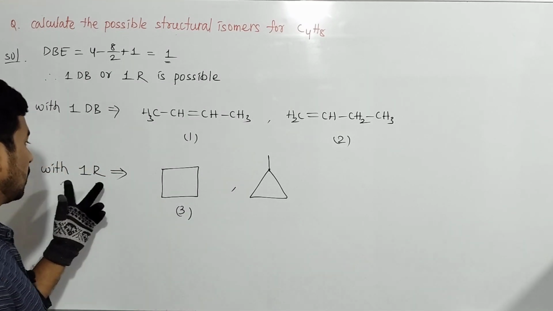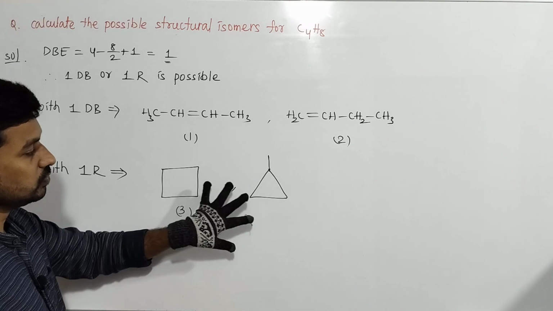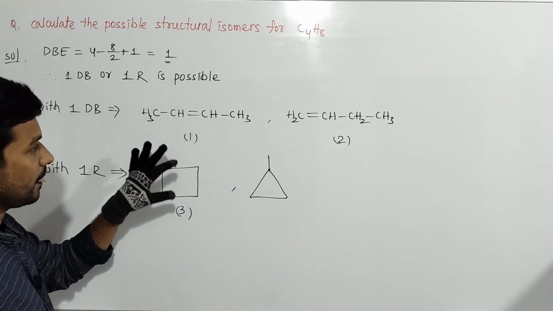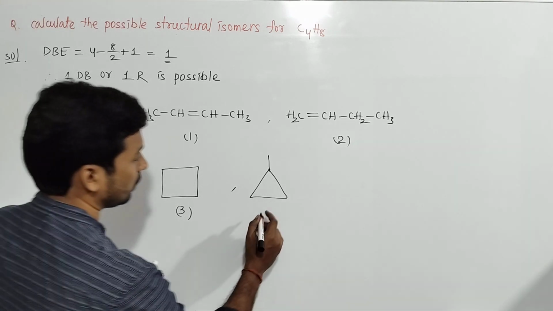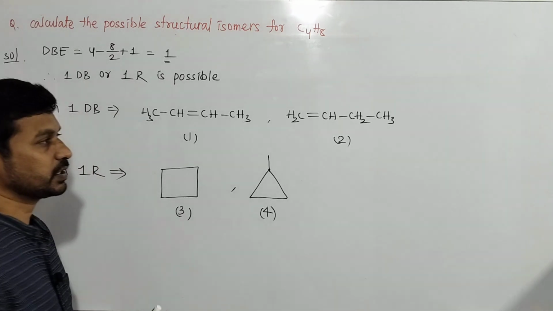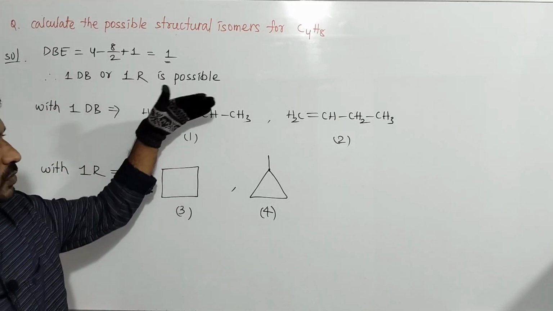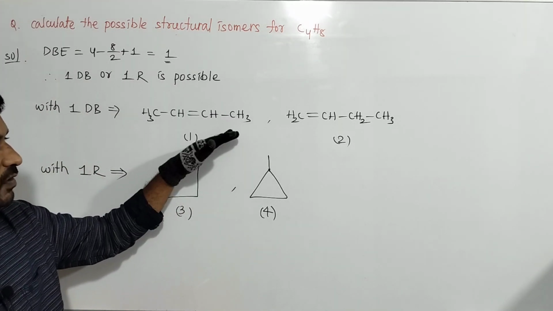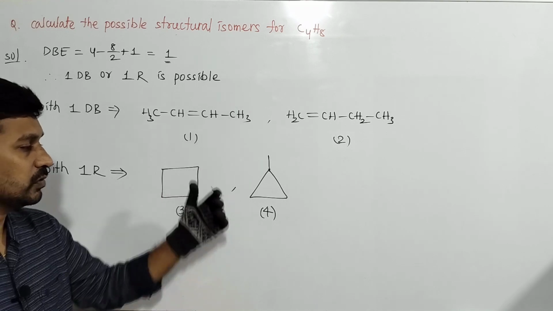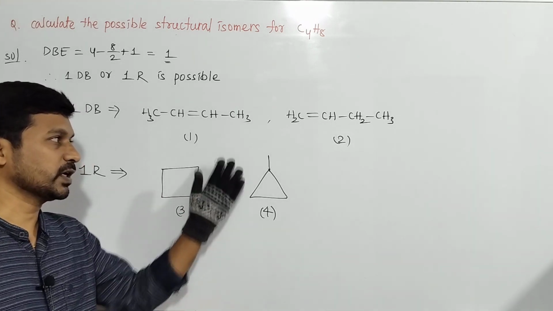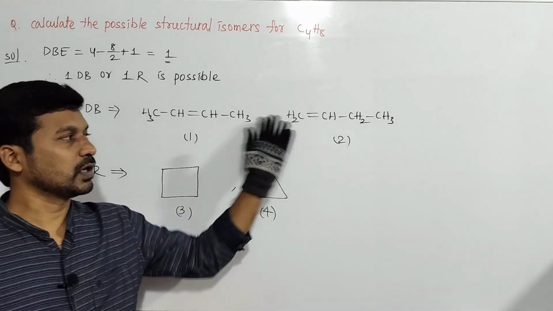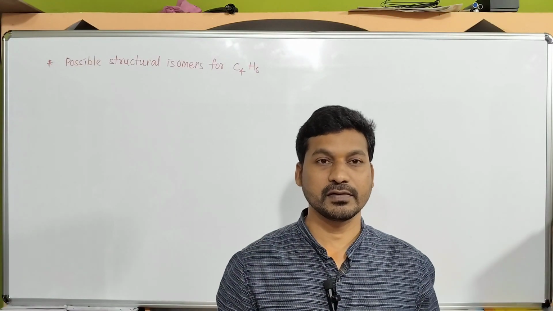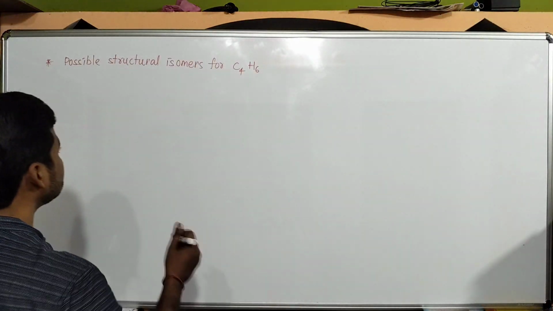2 rings, 2 plus 2, total 4 structural isomers are possible. So with the first set, second set, they become 1, 2, 3, 4. 1, 2, 3, 4 are ring chain isomers, and these two are what? Position isomers. Next, possible structural isomers for C4H6.